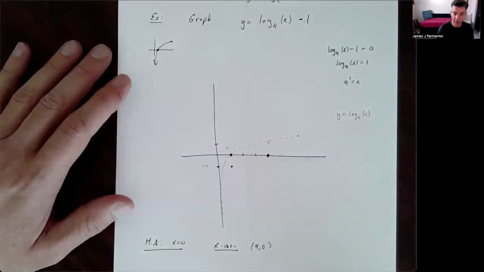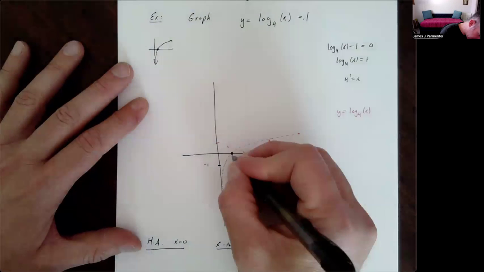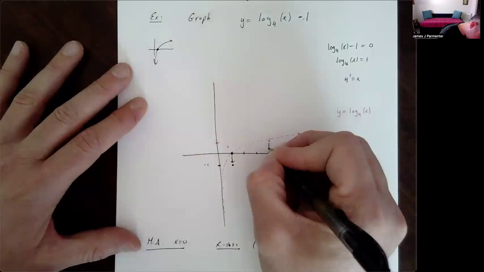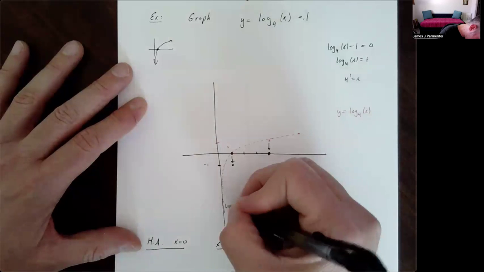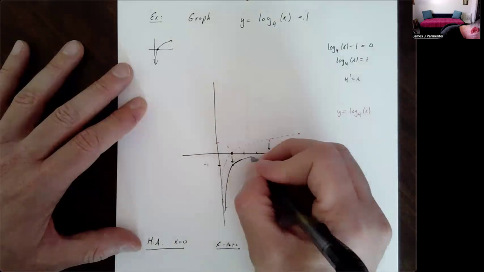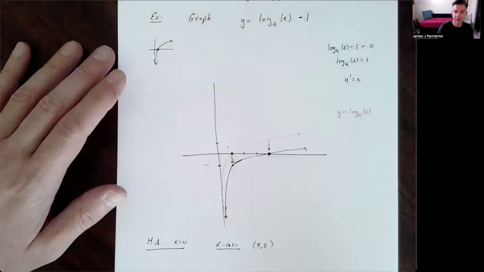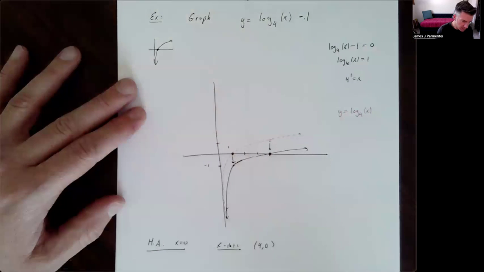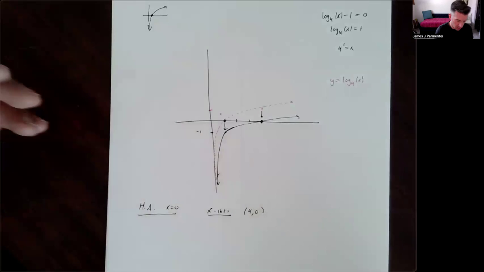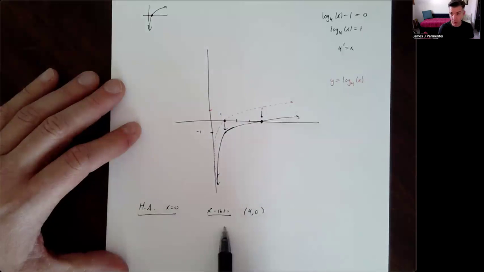There's my log base 4 of x graph. Then all these points are getting shifted down by 1. So my new graph is going to look like that. All those points shifted down 1 exactly. So now, horizontal asymptote of x equals 0 still. X-intercept of 4 is 0. No y-intercept.